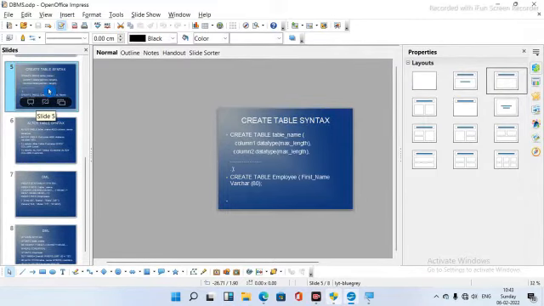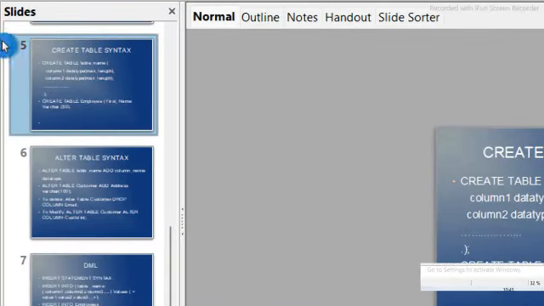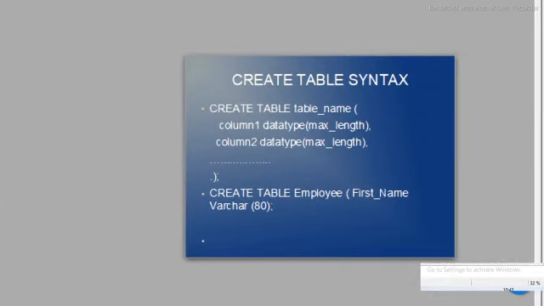Create table syntax. Here the syntax for creating a table is: create table, table name, open the brace, column 1, data type, and specify the length, comma, column 2, data type of the column, and specify the length of the column, like this, column 1, column 2, column 3, column 4, column 5, column 6, and last close the brace, semicolon. This is the syntax for the creation of a table.